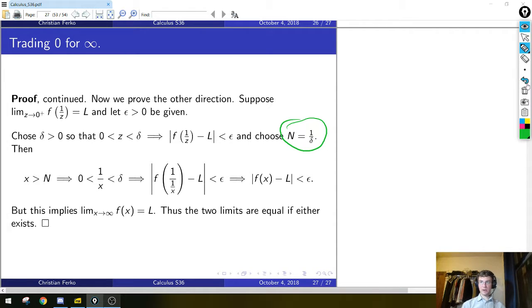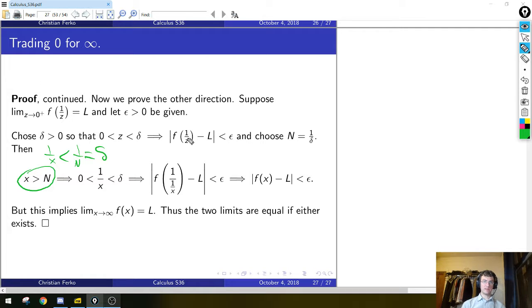You say, why does that work? You have to prove that when x is bigger than that n, the output of f is going to be within distance epsilon of L, and I say, sure, I can prove that. Whenever x is bigger than n, then 1 over x is less than 1 over n, and 1 over n is delta. So 1 over x is less than delta.